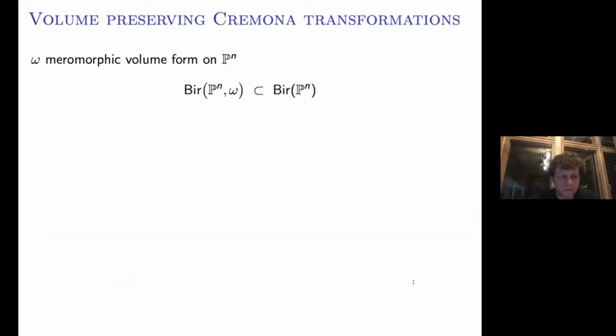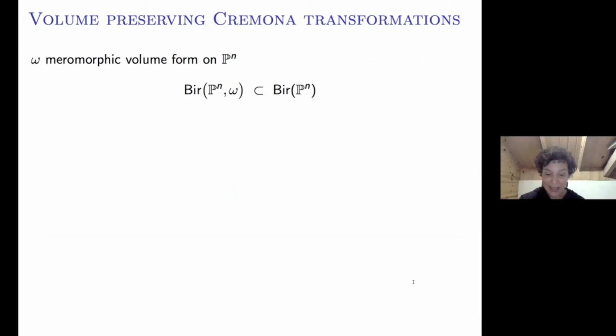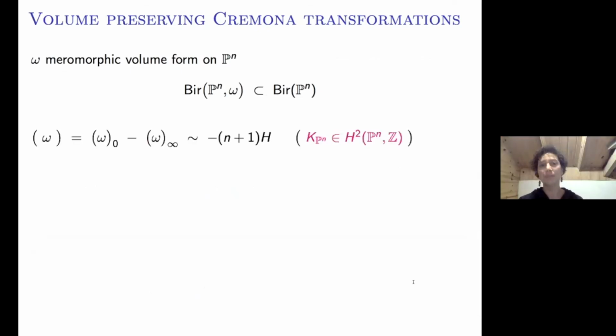Okay, so now, as I said, we can do this for any meromorphic volume form. Given a meromorphic volume form omega, we can look at the zeros of this form minus the poles of this form. This defines an element in the second cohomology group of Pn. So this is just a hypersurface of zeros minus hypersurfaces of poles counted with correct multiplicity.